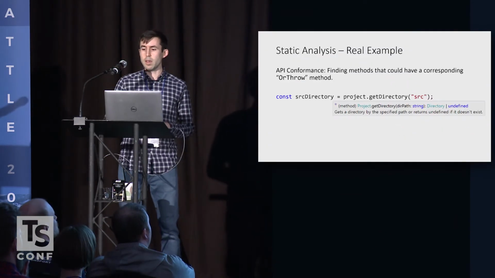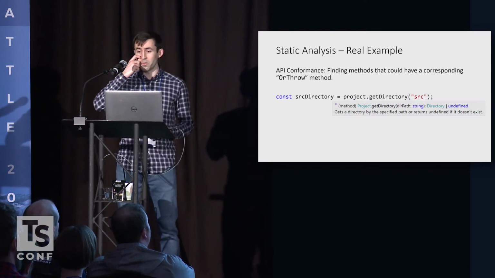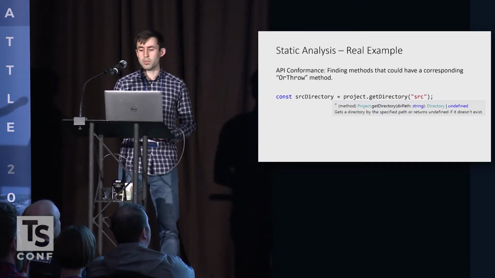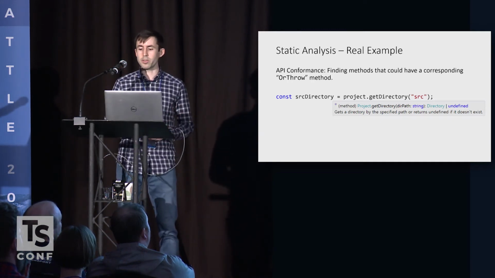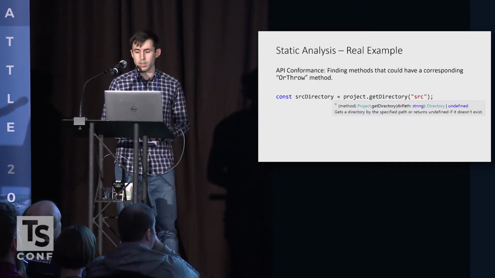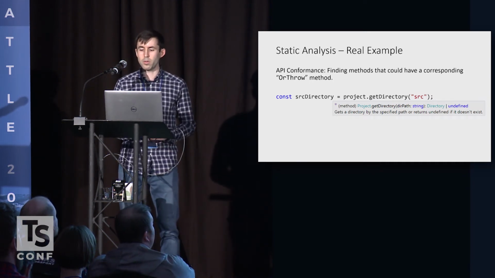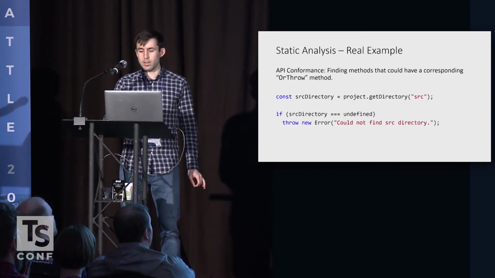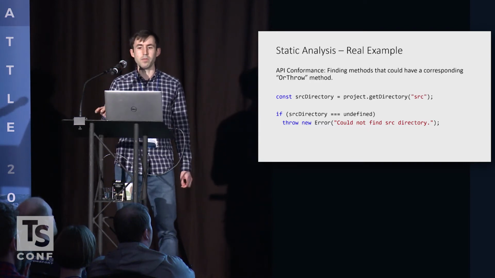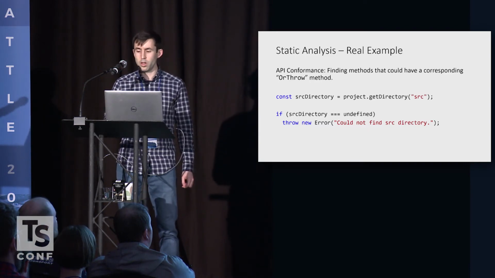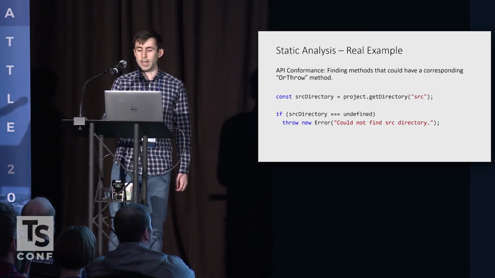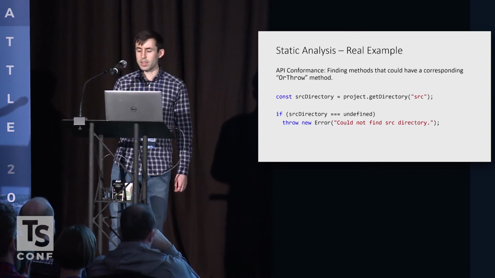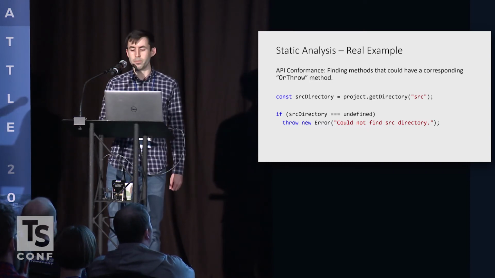Now we're going to look at a real example of static analysis. This is an example from the library itself. So within this library, you can not only get source files, but you can also get objects that represent directories. This method, getDirectory, will get the directory by the specified path or return undefined if it doesn't exist. The annoyance with this is with strict null checks, we'd often find ourselves having to throw our own error if it's undefined or assert it as not undefined, and possibly one day when it's actually undefined, we'll get a non-explanatory null reference error somewhere in the code.